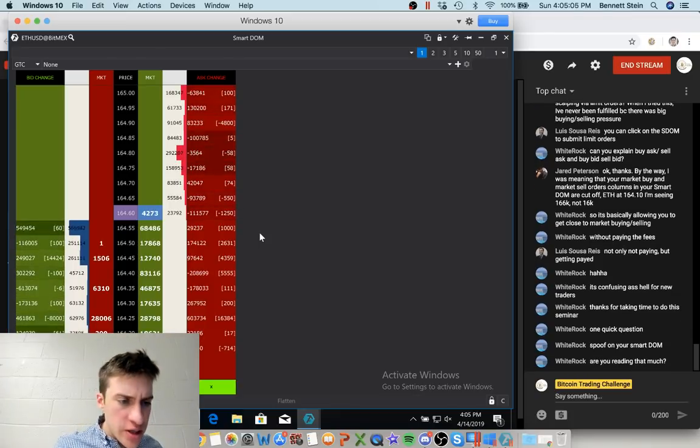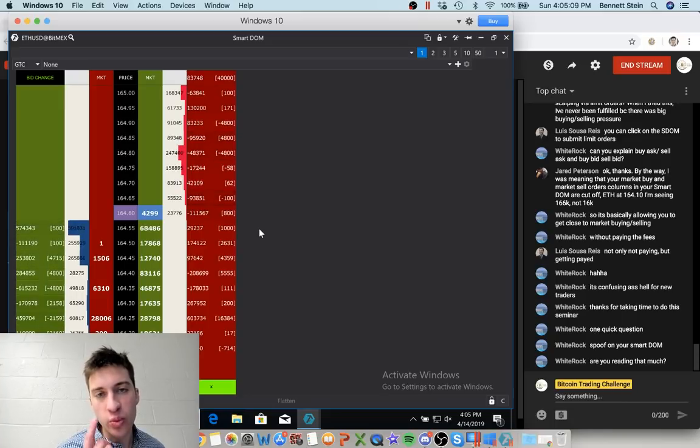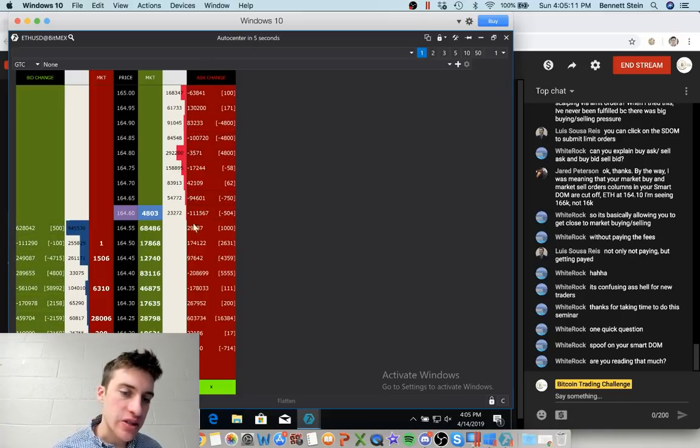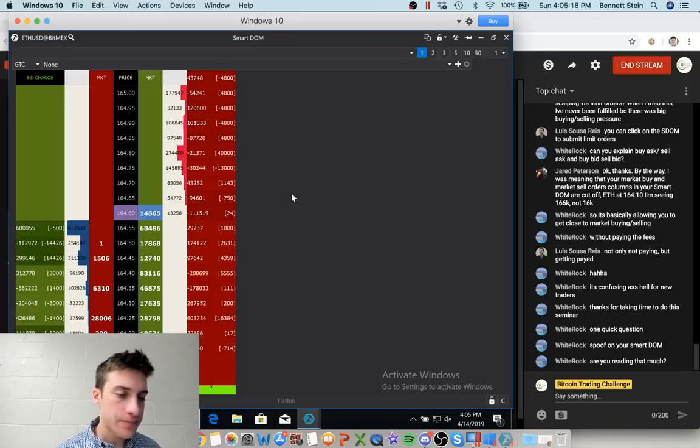Spoof on your smart DOM. So I see, yeah, but that's pretty advanced. What we're talking about right here is looking at these values, which are the change. When you see a major minus, that means that many orders were pulled from that level.